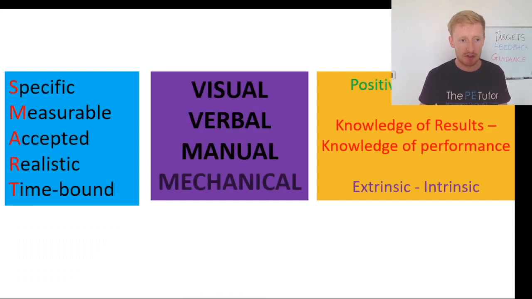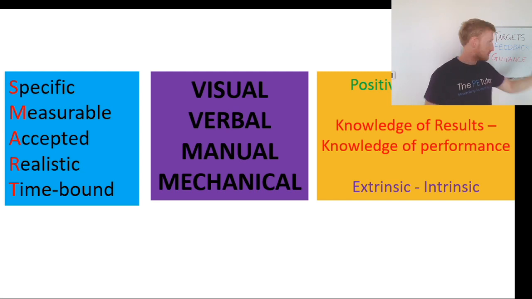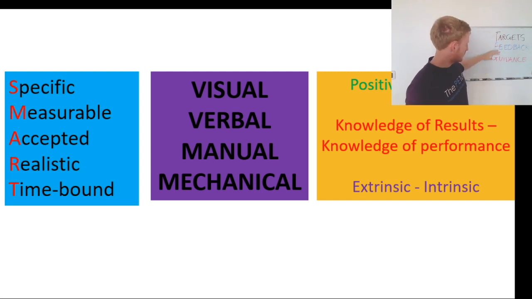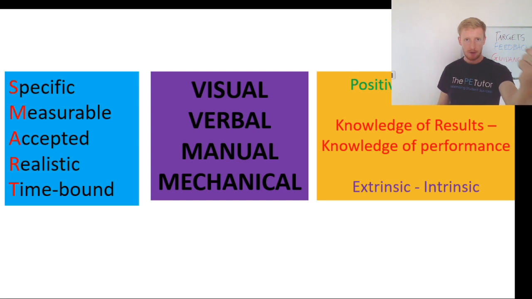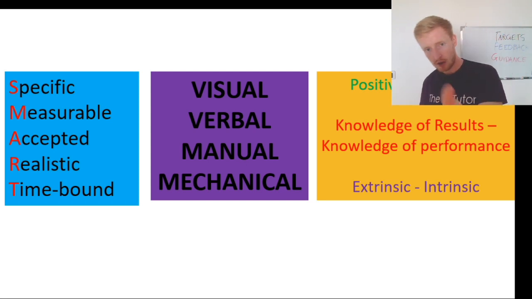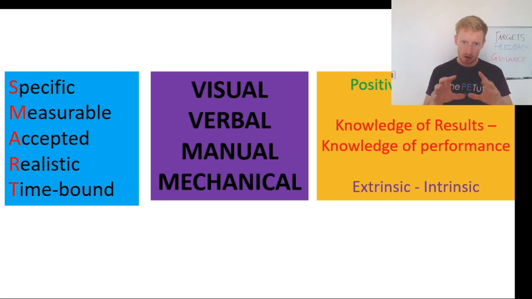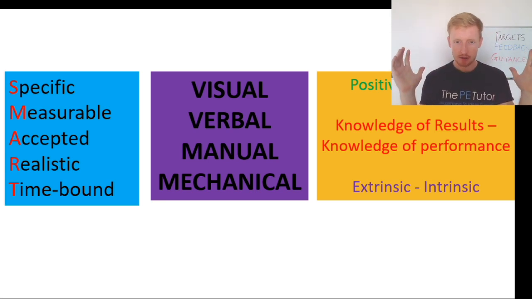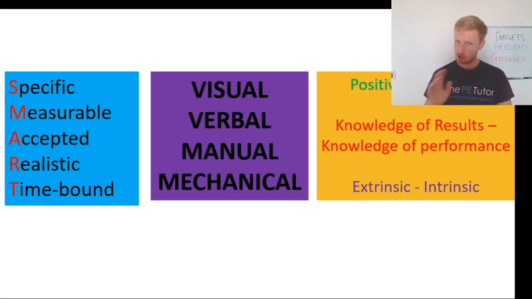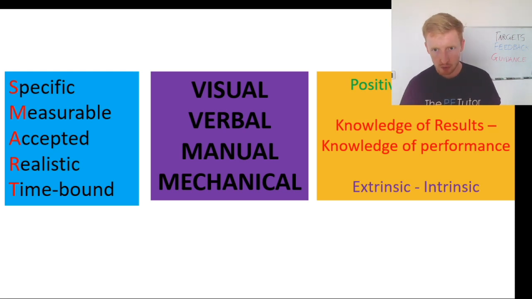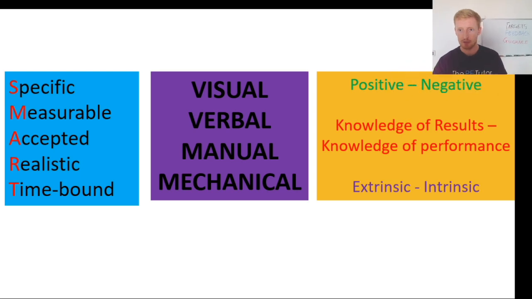So, to summarise, 3 different sections from today: targets, feedback, guidance. SMART targets: specific, measurable, accepted, realistic, time-bound. Then we have our types of feedback, those 6 types on the 3 different scales or continuums: positive, negative, results or performance, extrinsic, intrinsic. And then our 4 types of guidance: visual, verbal, manual, and mechanical.